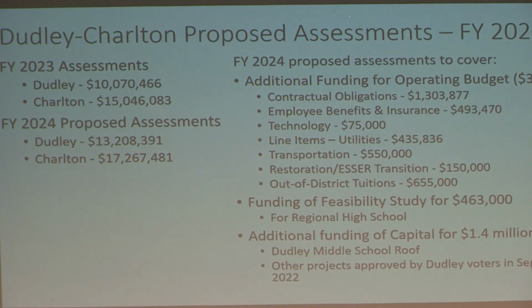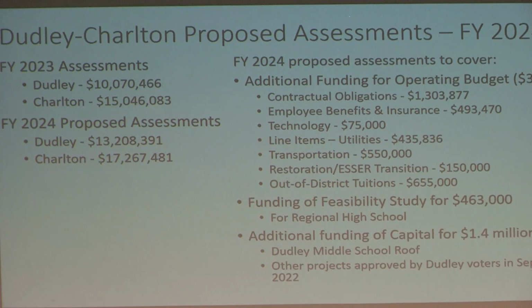FY24 proposed assessments have been proposed to cover a few things. Additional funding for Dudley Charlton's operating budget, an increase of about $3.66 million. And you can see there on the screen a breakdown of what makes up that amount. Contractual obligations being the biggest one, $1.3 million, and there are a few others in there. And also, I believe that information is also available in the handout that you have received this evening.